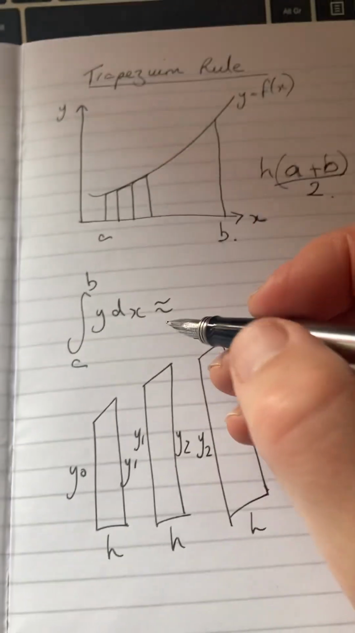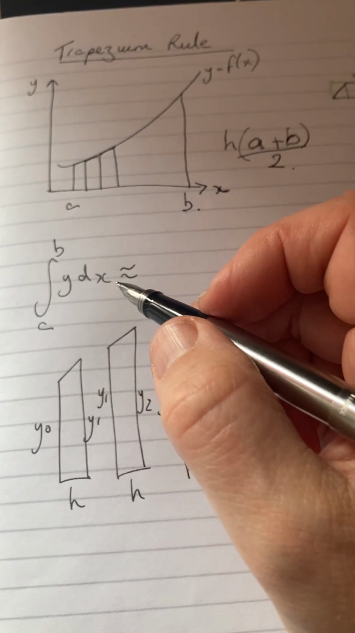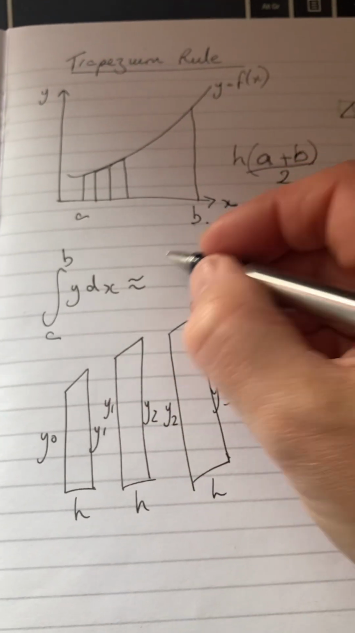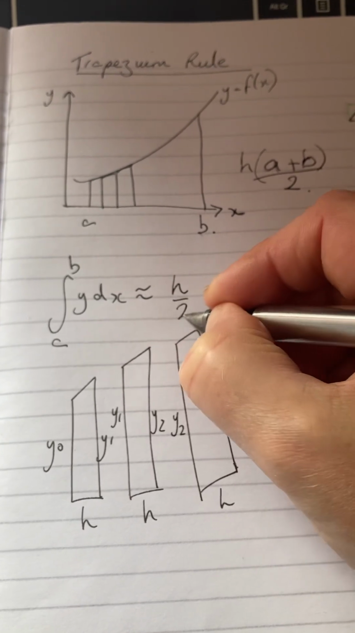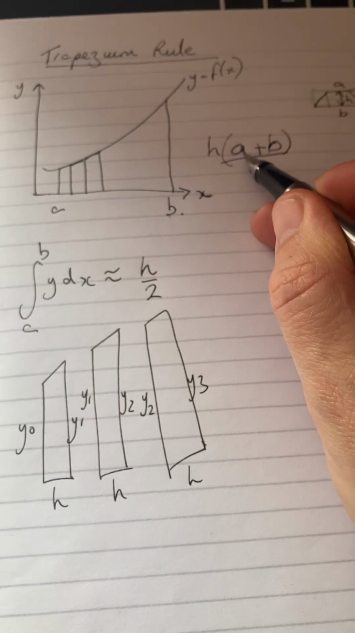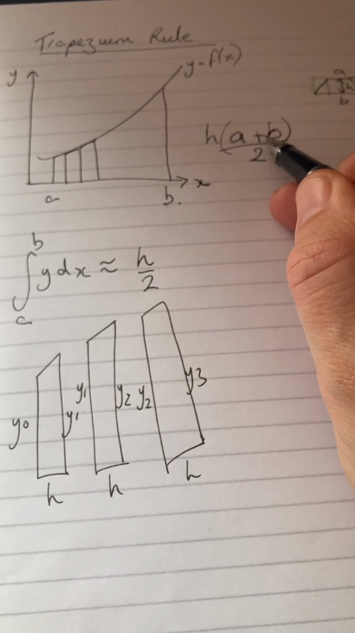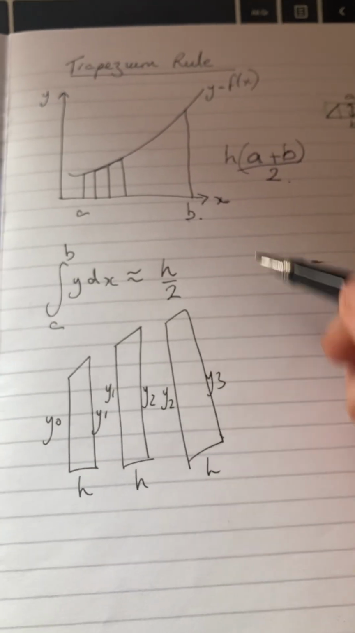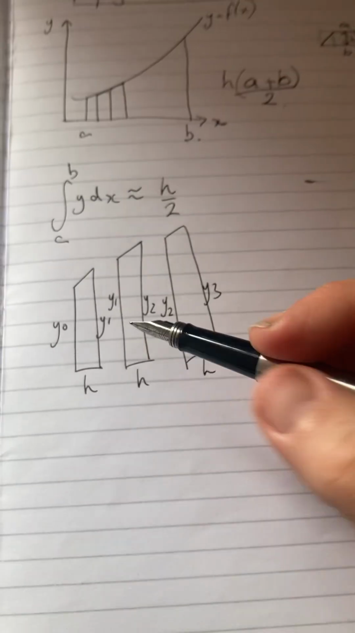So the trapezium rule is then we've got h divided by 2. All we've done is take this h over 2 out, and then we're left with the a plus b's on the inside of it. So let's have a look.